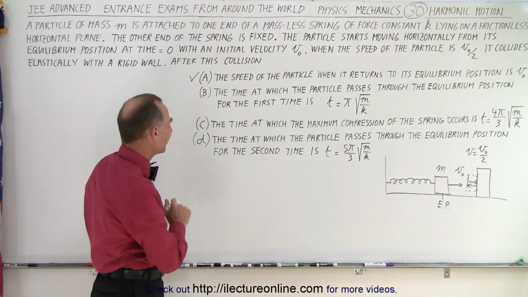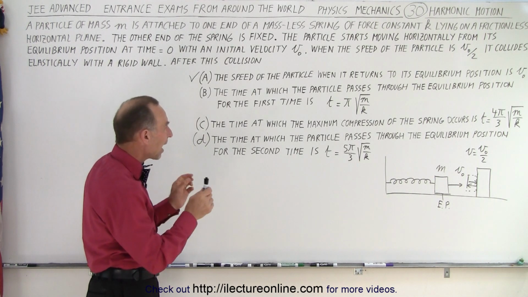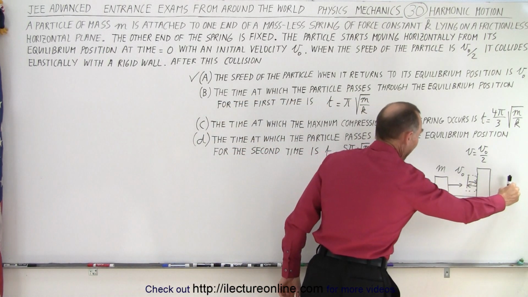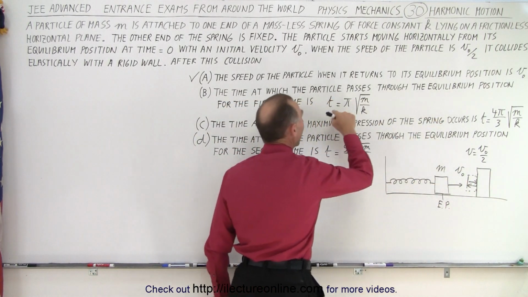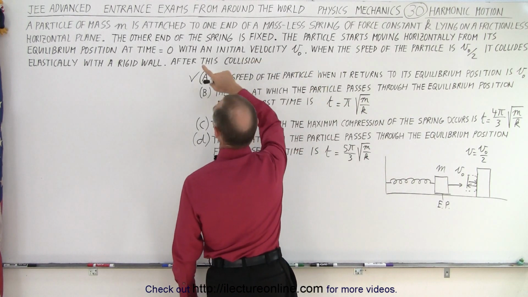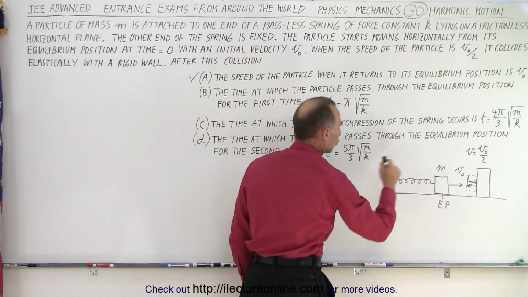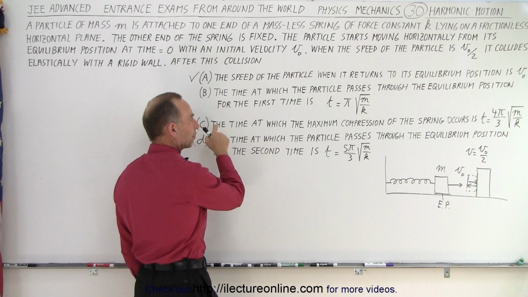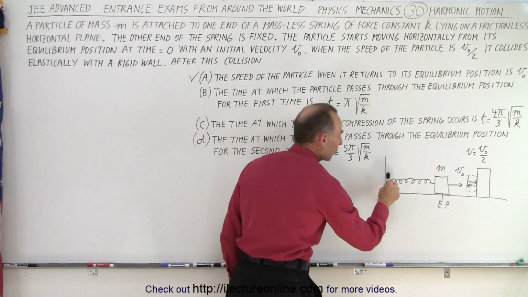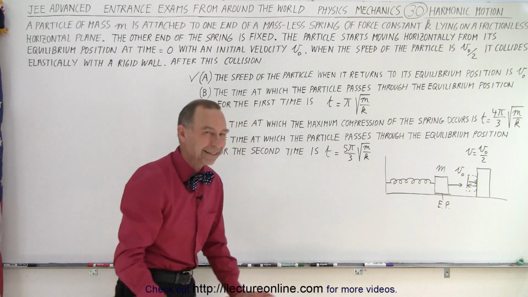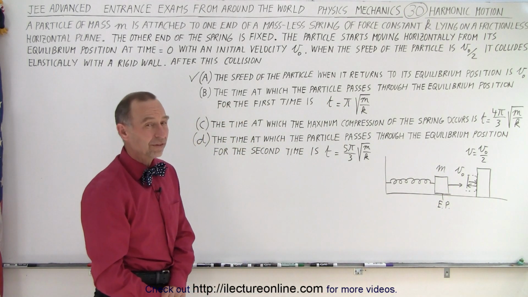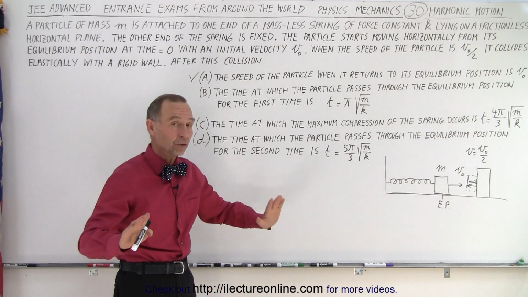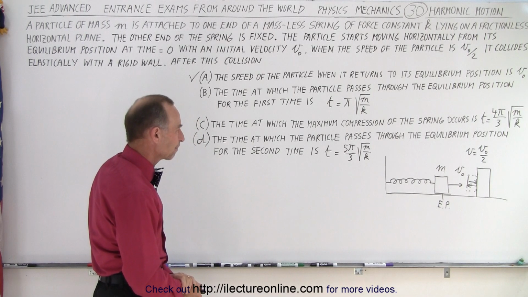What about parts B, C, and D? Now they're asking for the time being a certain amount at 3 different positions. The first one, when the particle passes through the equilibrium position, is time equal to that, assuming time equals 0 at the beginning of the motion. Then, what is the time when the particle reaches this point right here? That's the maximum compression, that's C. And what is the time when it passes through the equilibrium point a second time? Which of those 3 statements is correct? And of course, at this point, since A is already correct, B, C, and D could all be wrong. So which of these is potentially correct?